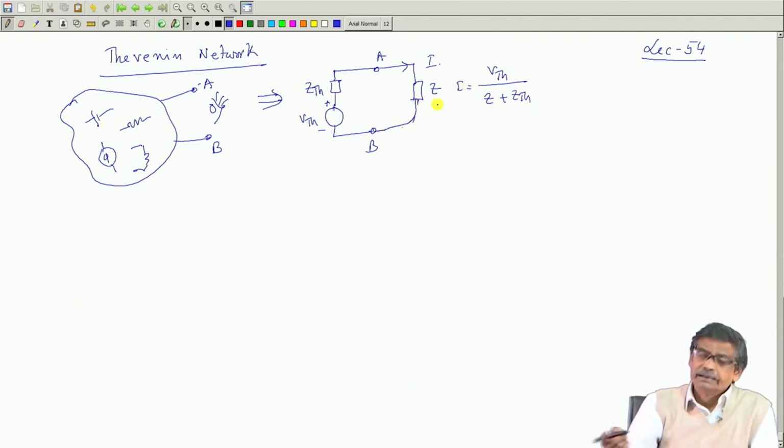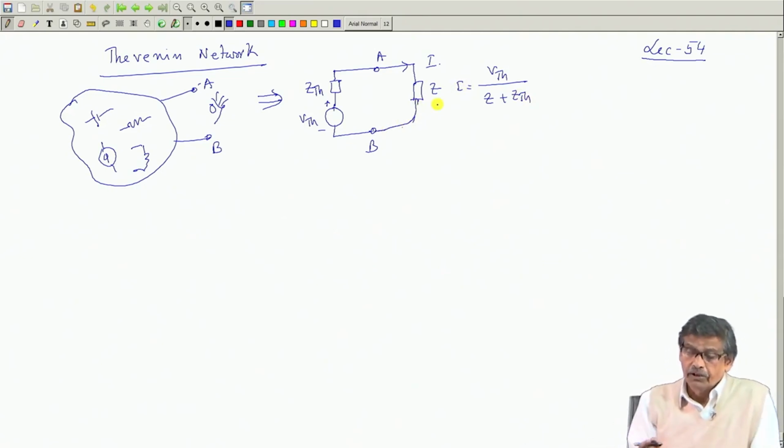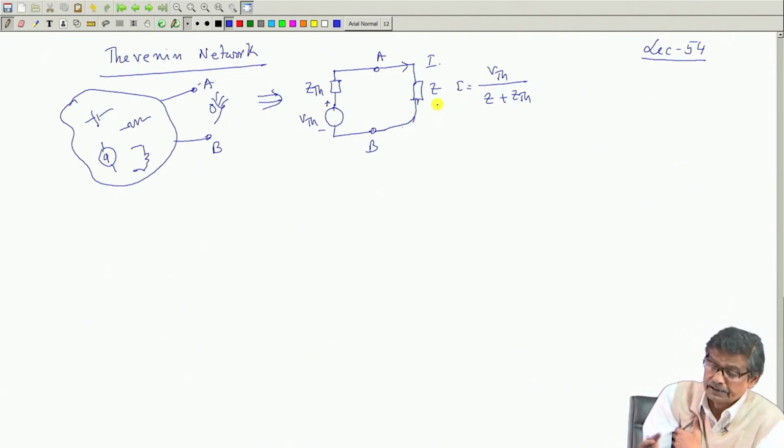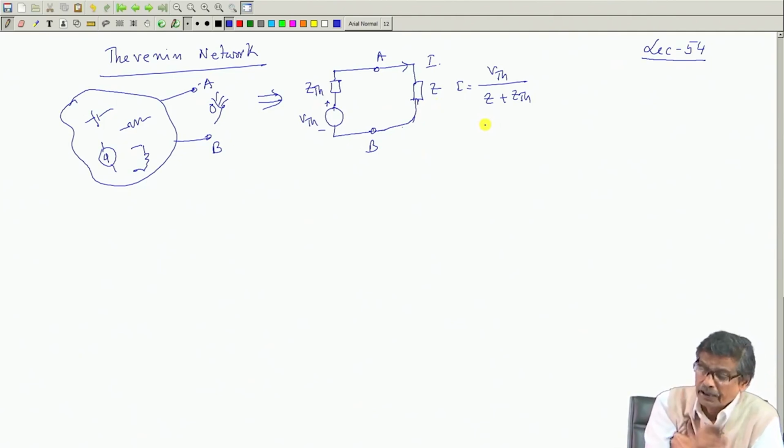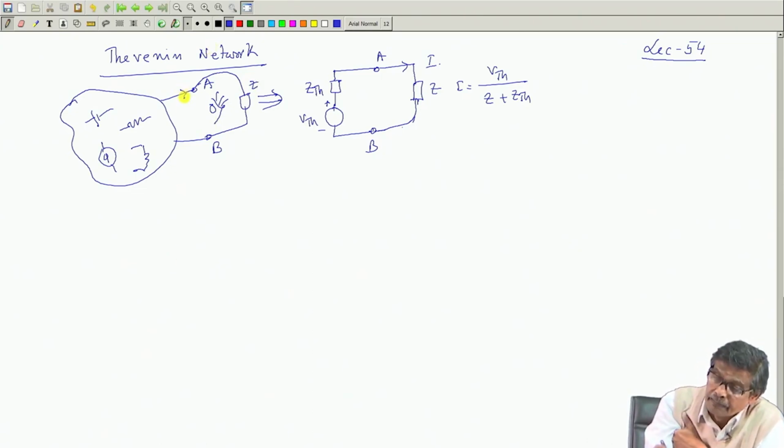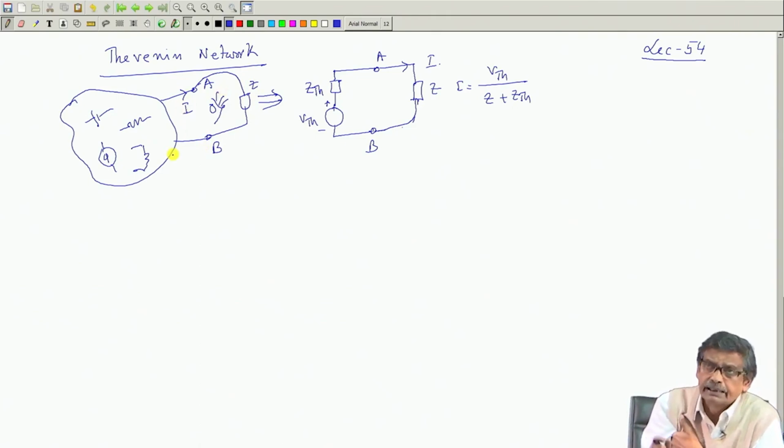Now, why is it so? Why can we represent a linear network in this fashion across a pair of points? The idea is once again similar. Suppose here the impedance Z is connected, which is external to the network, across A B, chosen points where I have connected a network. If you connect it, this current, suppose, will be I, and I can get that current by applying any method.